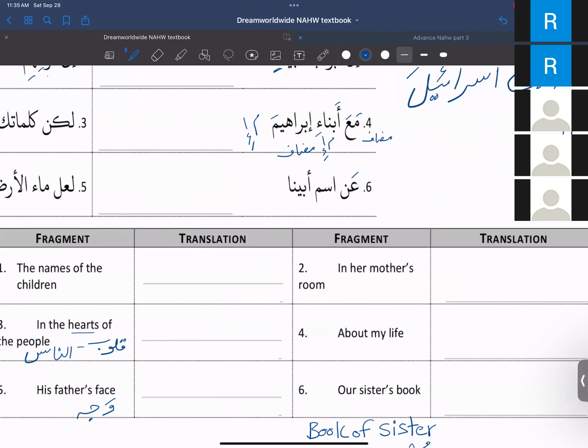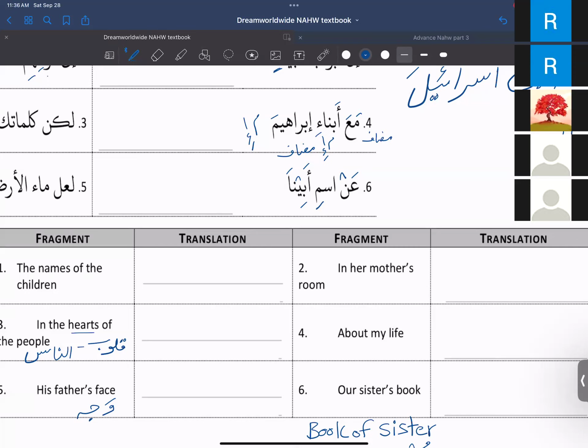Next one. An ismi abina. So what's going on? An is harf jar, ismi is majrur. Next, ismi abina is a mudaf fragment. So ismi is mudaf again. Ismi is mudaf, abi is mudaf ilayhi, and abi is another mudaf and abina another mudaf ilayhi. Yeah, so a chain of idafa. So jar majrur and a chain of idafa is going on.